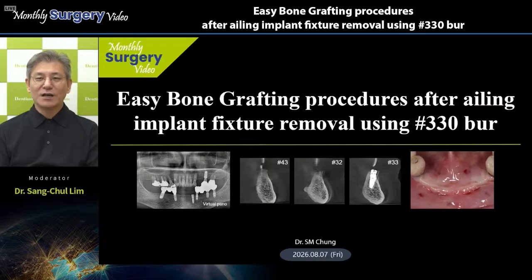Today's topic is an easy bone grafting procedure after failing implant fixture removal using the 330 bar. As always, the surgery was performed by Dr. Zhang. Through today's procedure, you will learn how to perform right implant placement and fixture removal on a narrow anterior mandibular ridge.